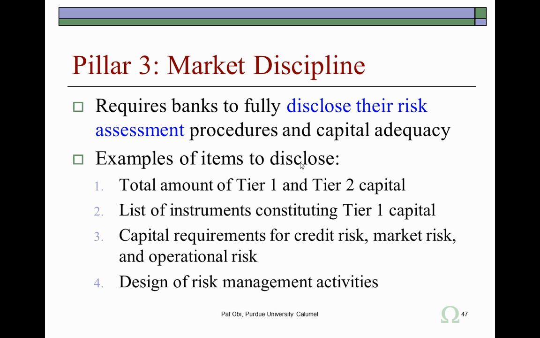Pillar number 3, the third and final one, requires banks to fully disclose their risk assessment procedures and capital adequacy. What this does is to require banks to be more diligent in disclosing information, in making sure that all stakeholders are fully aware of how prudently they conduct their businesses. Stakeholders include government regulators, those who own the bank, and definitely the depositors who place their money in the care of these banks. So this is a wrap on Basel II.